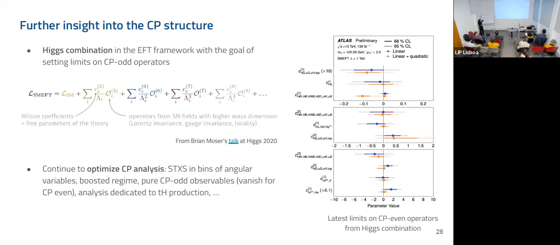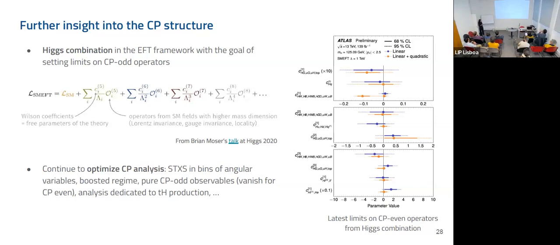Then we can take a look at what we call pure CP-odd observables. These are observables that are supposed to have the best possible sensitivity to CP because they vanish in the case of a pure CP-even. So we can measure an asymmetry or some sort of shape and hopefully increase the sensitivity of individual channels.